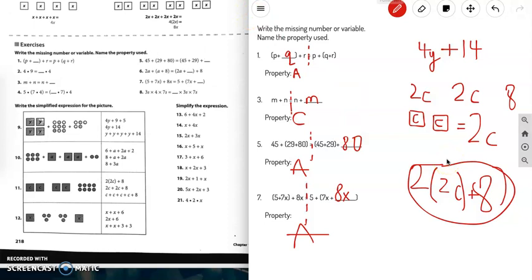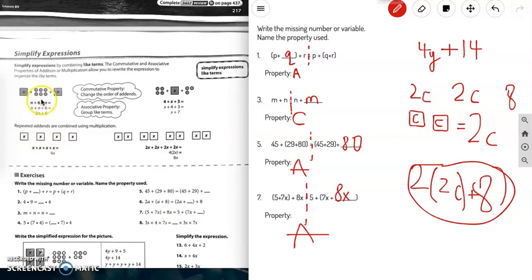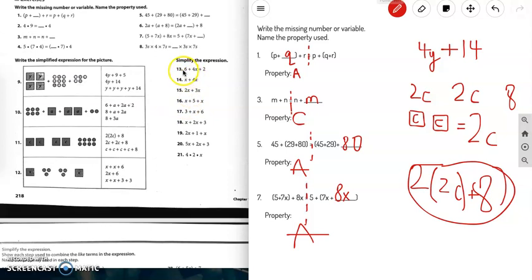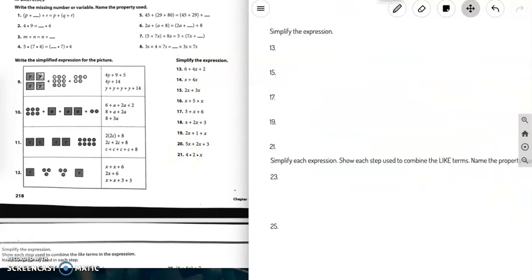Now, I know that was kind of confusing. Some of you might be asking, why is it this and not this? Well, the difference is simply the operation sign. So here, numbers 9 and 10, they have the addition signs here, just like this. Okay, let's move on to numbers 13 through 21, odd number.